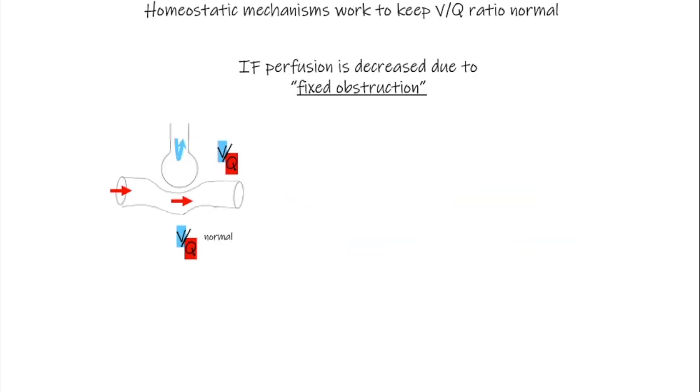What if we take the opposite problem? Say perfusion is decreased due to some type of a fixed obstruction. This is something that we might see if a blood clot, what we call a pulmonary embolus, becomes lodged within the vessel leading to the alveoli. So in this case, our ventilation is normal, but it's our perfusion that is being affected. We are not able to deliver CO2 to the alveolus. We still can get oxygen in, but we can't get CO2 delivered to that alveolus to get rid of.